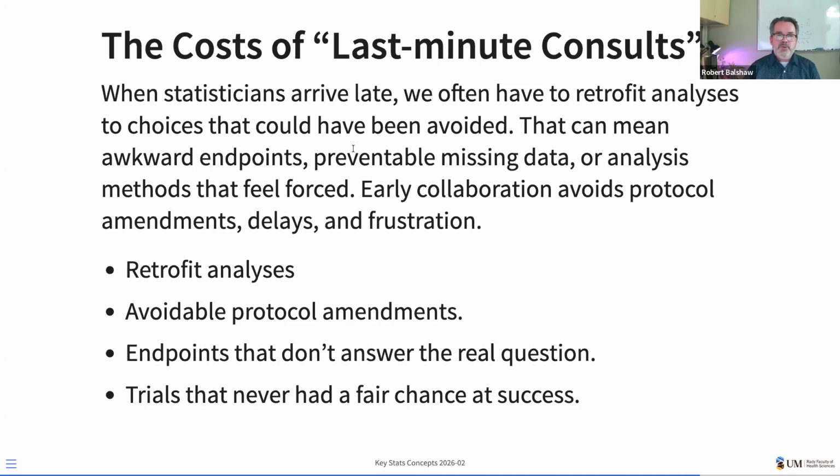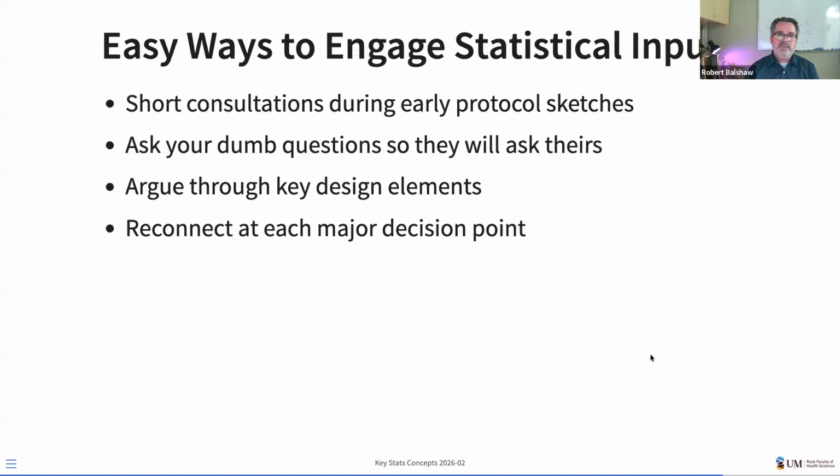Okay. And if you approach a statistician late in the process, we often end up retrofitting analyses, adapting to choices that could have been avoided. And that could lead to awkward endpoints, missing data that we might have been able to prevent, or analysis methods that just feel forced, generating that skepticism in the community. Early collaboration can help avoid protocol amendments, delays, and frustration. So: retrofit analyses, avoidable protocol amendments, endpoints that don't answer the real question, and ultimately trials that never really had a fair chance at success. So talk to the statisticians early.